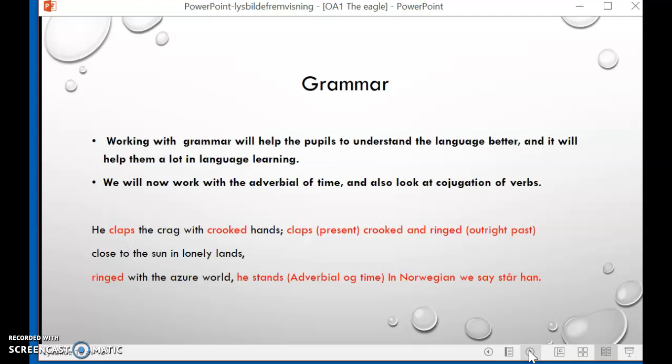to use both stanzas. He claps the crag with crooked hands, close to the sun in lonely lands, ringed with the azure world he stands.